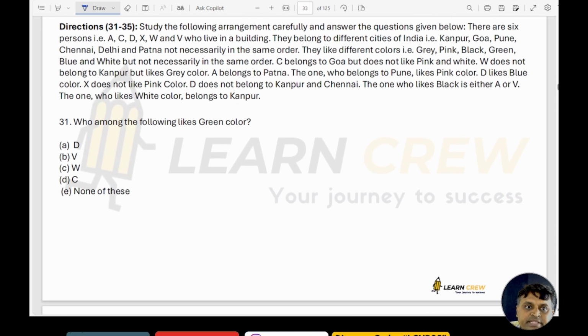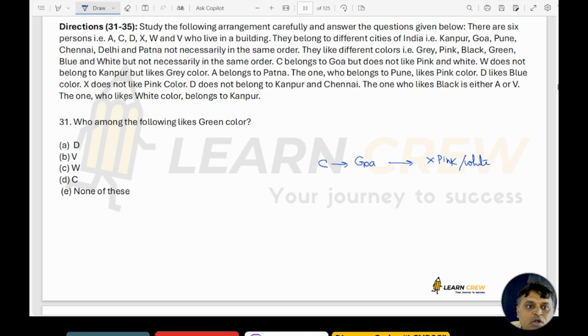Next, 31 to 35, we have one more puzzle. There are 6 persons A, C, D, X, W and B who live in a building. They belong to different cities and like different colors. So person, city, color has to be matched. Now, see here, what is given? C belongs to Goa, but does not like pink or white.